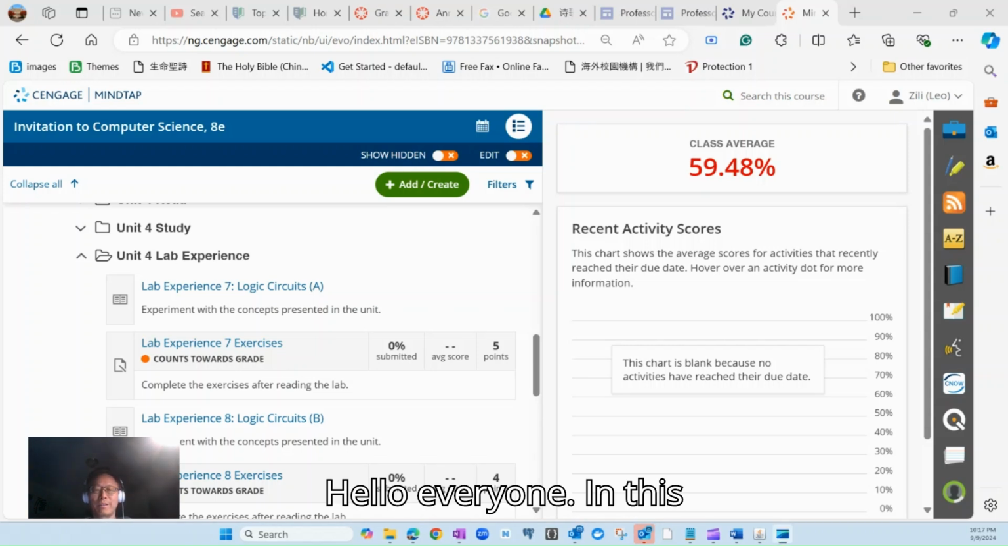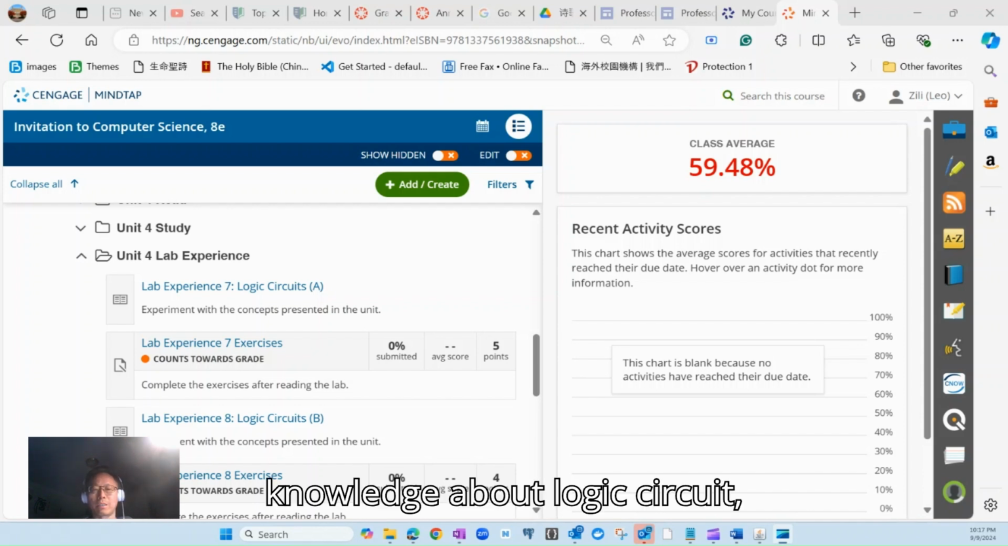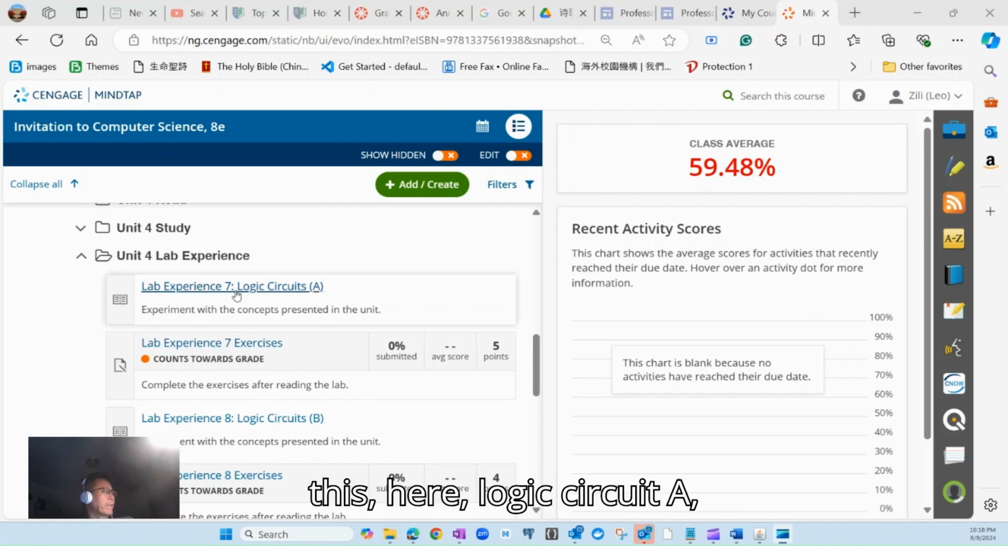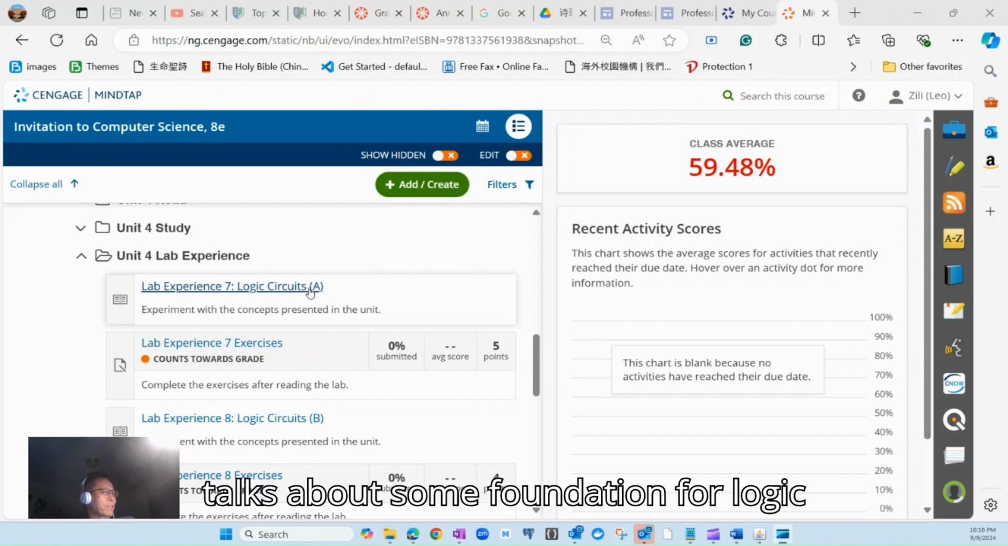Hello everyone. In this video, I will show you very basic knowledge about logic circuits, which is the foundation for our lab assignment for the logic circuit. In our textbook, go to lab essential 7 exercises. This is where you can find our assignment. But this here, logic circuit A, talks about some foundation for logic circuits.